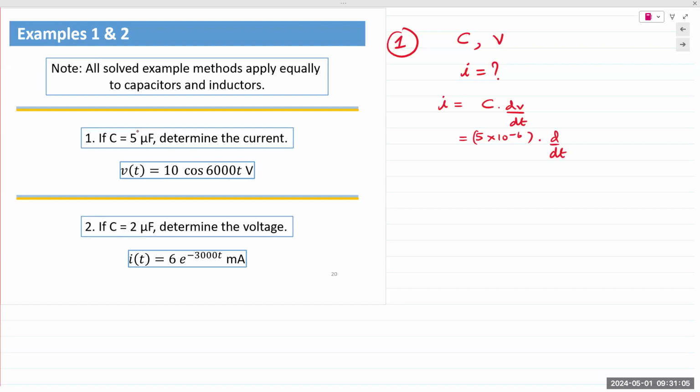And the expression 10 cos of 6,000 t. So before I tell you the answer, go ahead and solve this, and then let's see if our answers match up. What do you have? What is the derivative of cos x? Minus sine x, right? One of the first trigonometric identities that we ever learned.